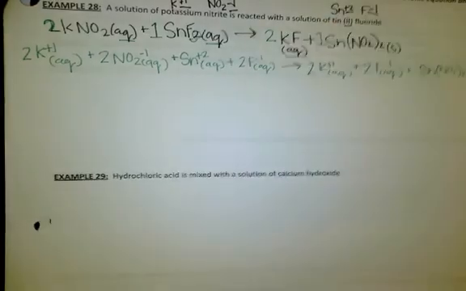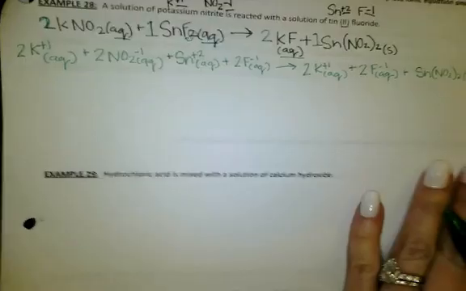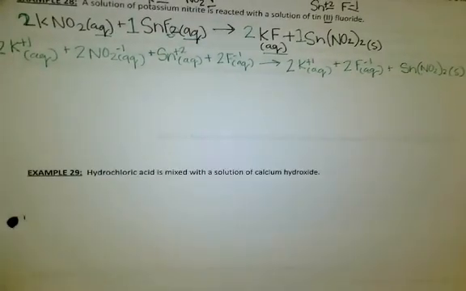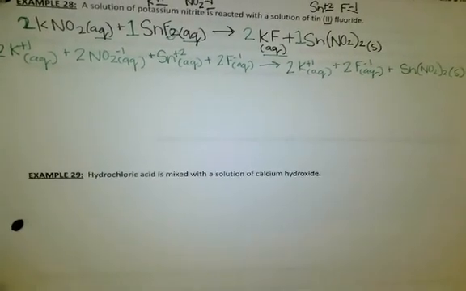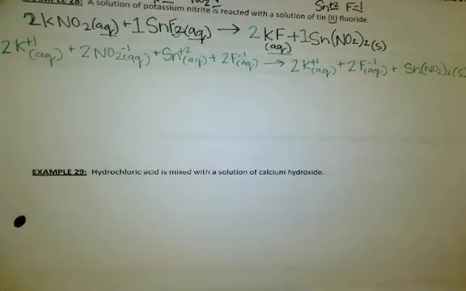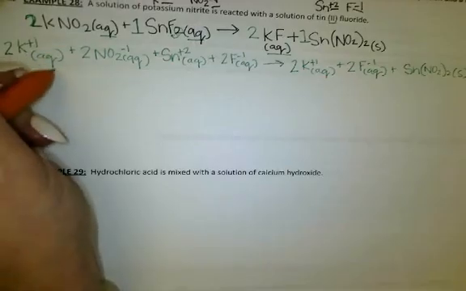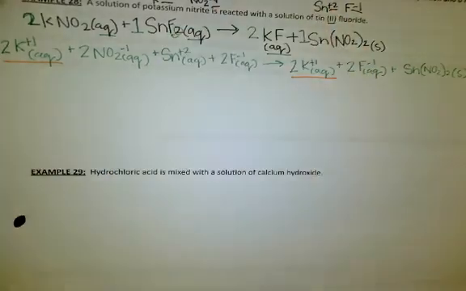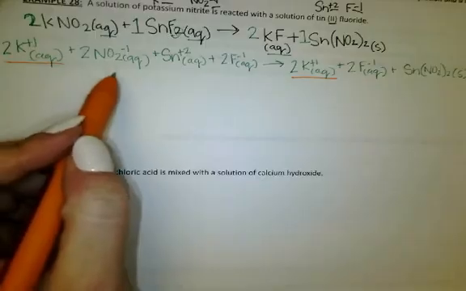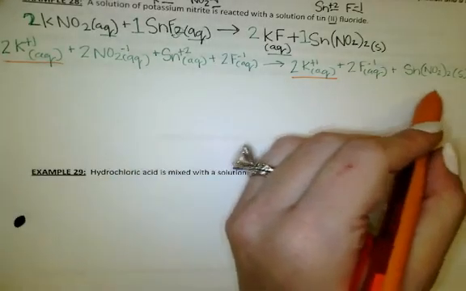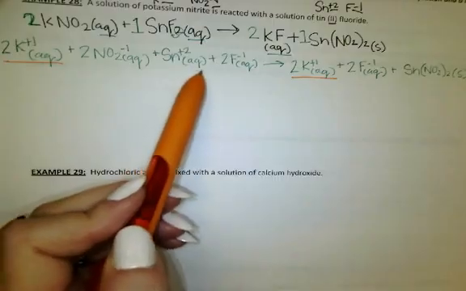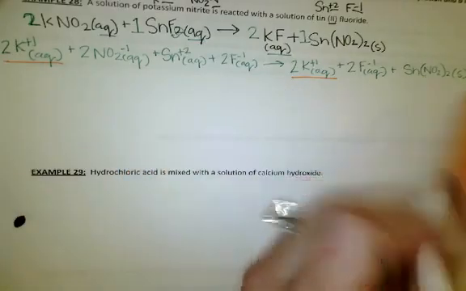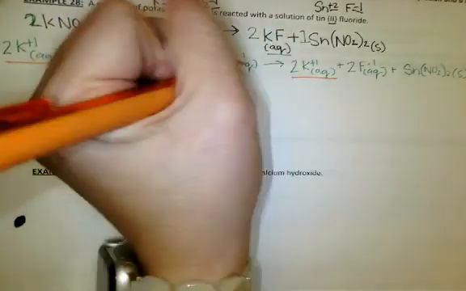Okay? Now, to write our net ionic, we have to find our spectator ions. So those are the ions that are on both sides. So I see potassium, I see 2 potassium positive ones here, 2 potassium positive ones here. So that is a spectator ion. Now I see 2 nitrite ions here, but I don't see the ions on my product side. Same with tin. I see a tin ion here, but I don't see it on the product side. I see 2 fluoride ions here, 2 fluoride ions there, so they are spectator ions.